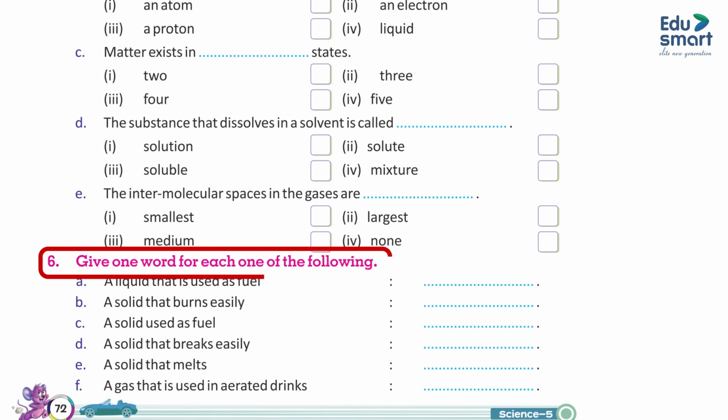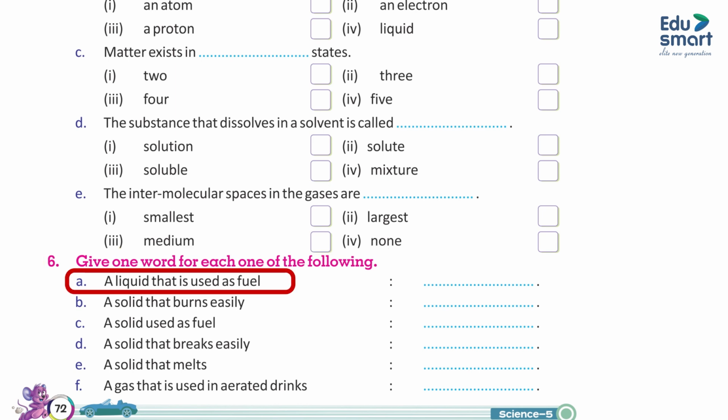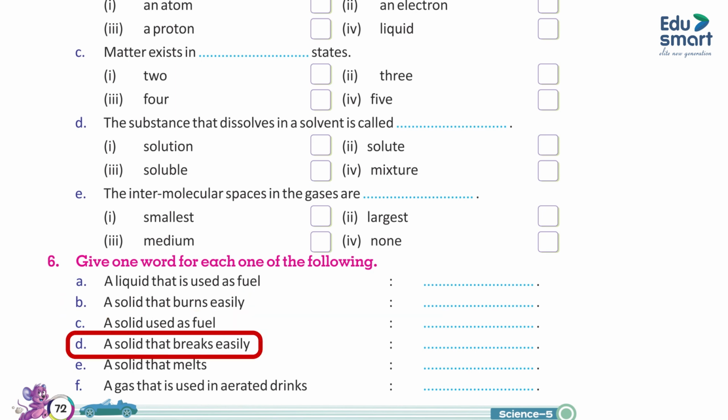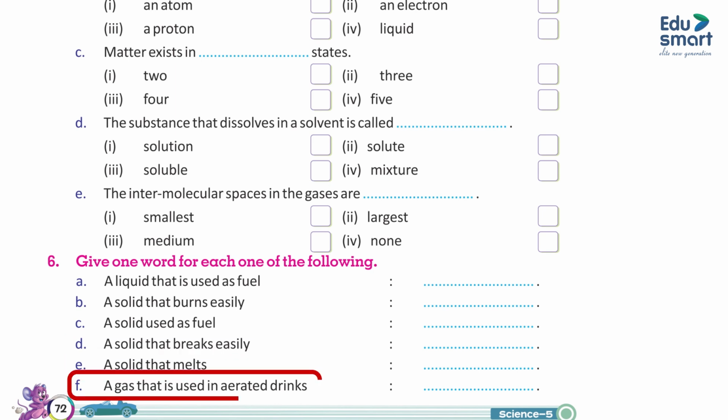6. Give one word for each one of the following. A. A liquid that is used as fuel. B. A solid that burns easily. C. A solid used as fuel. D. A solid that breaks easily. E. A solid that melts. F. A gas that is used in aerated drinks.